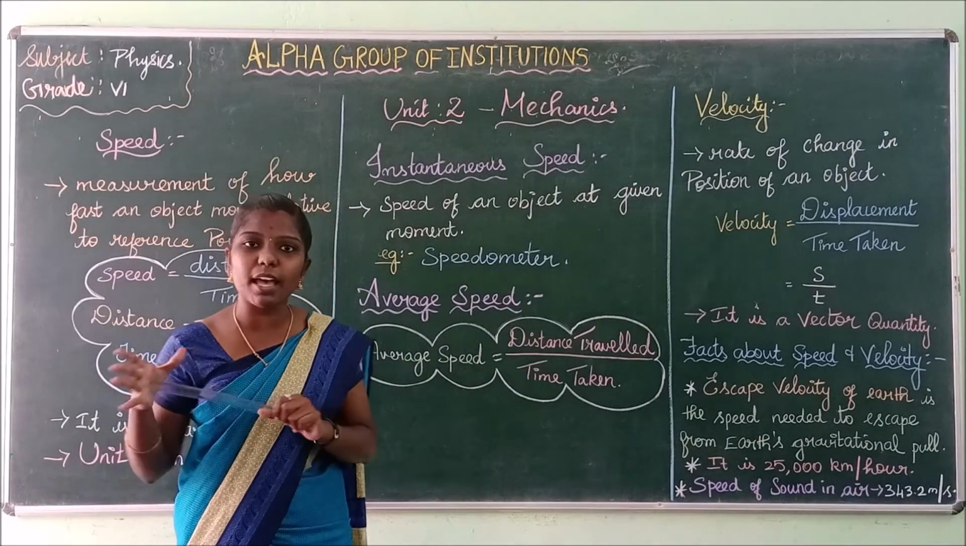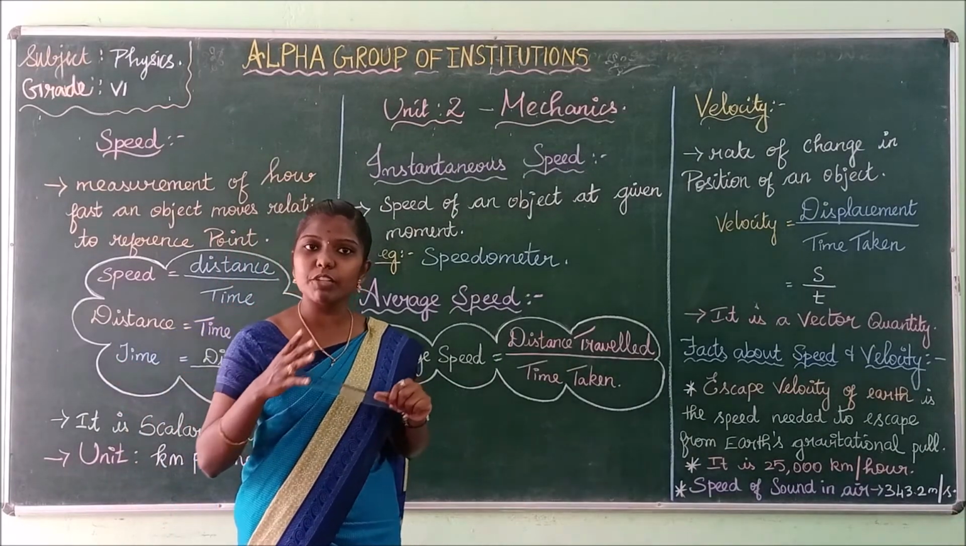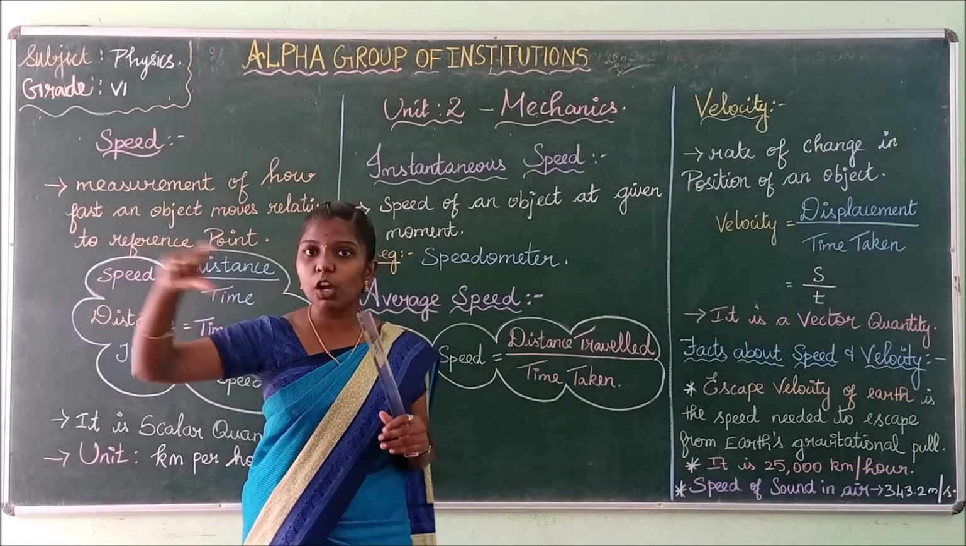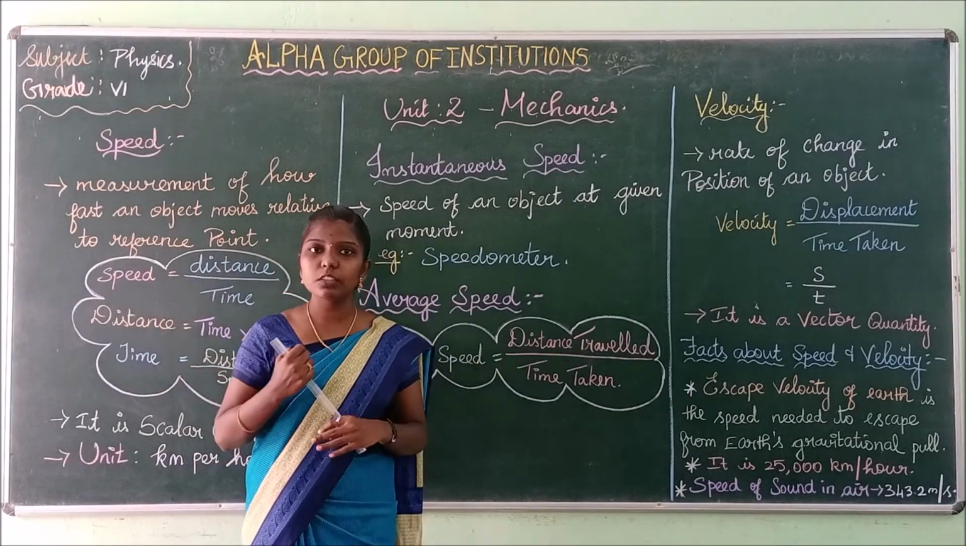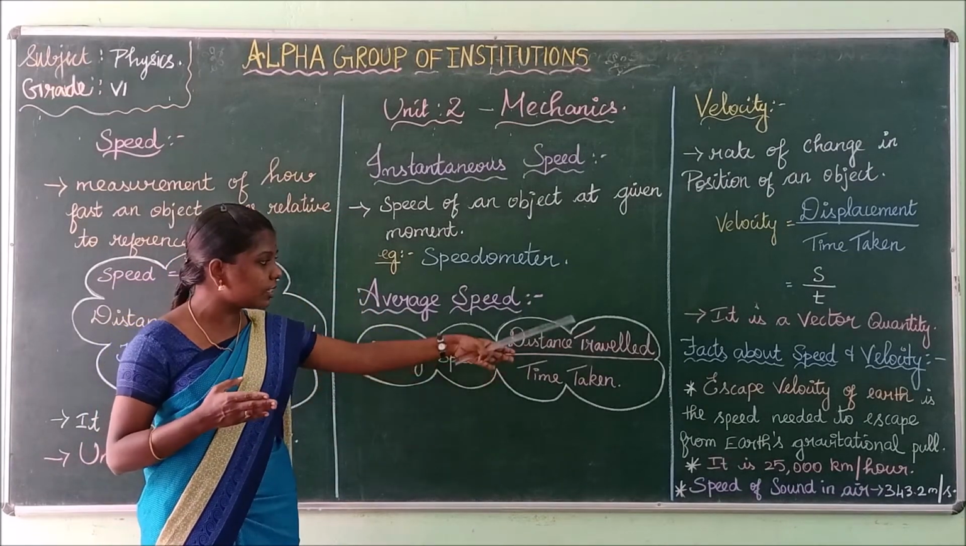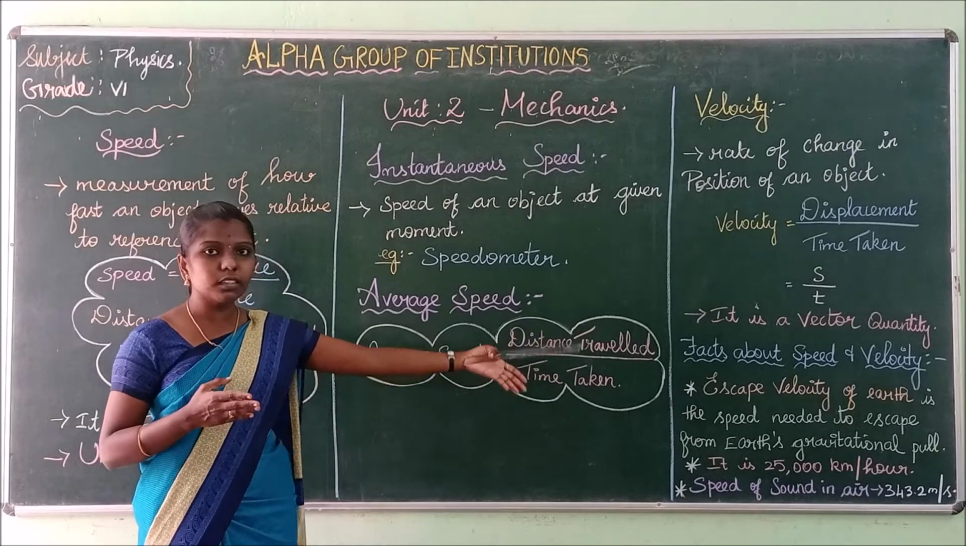What is meant by average? You might have calculated average, right? What is meant by average? You have to add all the values and divide by the total number of values. The same way, average speed is nothing but total distance travelled by total time taken.